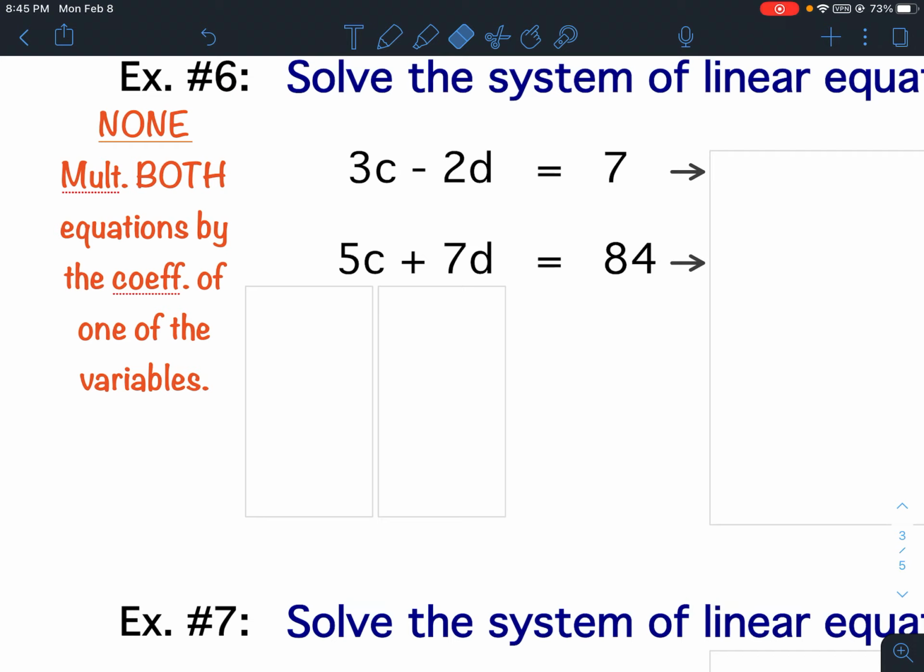So, would we rather multiply by the 3 and the 5 or the 2 and the 7? A lot of people probably would pick the 3 and the 5, and that's perfectly okay. I'm going to pick the 2 and the 7, and I want you to use the 2 and the 7 for this example for a certain reason, okay? So go ahead and lightly box the negative 2d and the 7d.